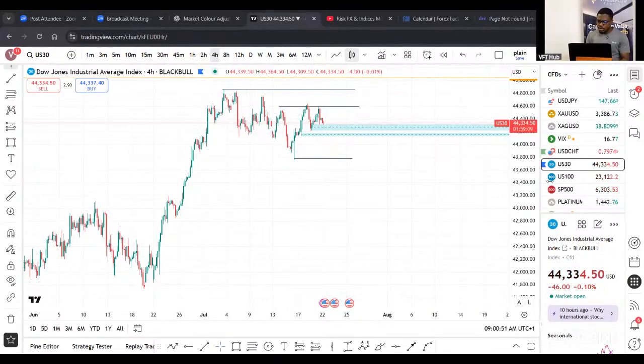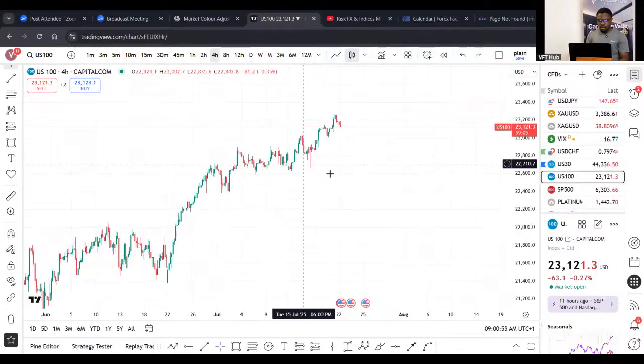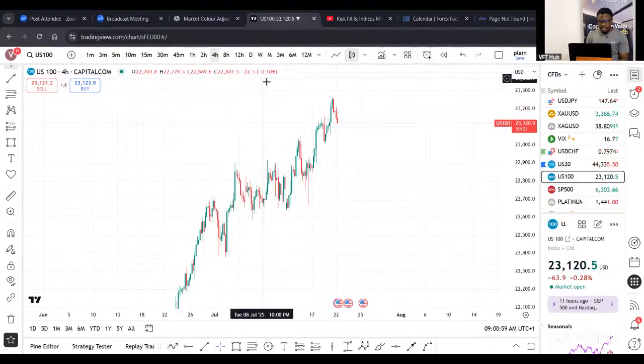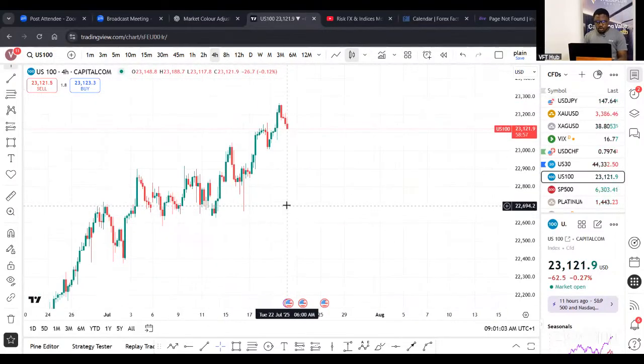Also on US100, not much to do there. Just try as much as possible to make this analysis very, very brief. All right. On US100, what do we have here? On US100, structure is bullish to the upside. Unlike US30, we have a clear bullish structure to the upside.